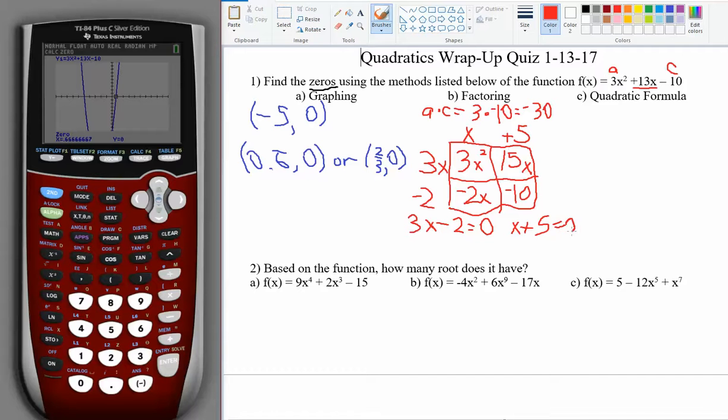equals 0. So after we do inverse operations, add 2 to both sides, divide by 3, x equals, hey, big surprise, 2/3. Again, it should because, well, it already did. And when x plus 5 equals 0, that is x equals negative 5.